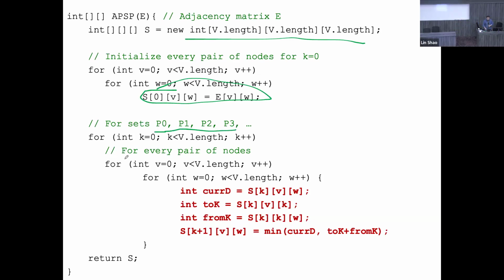And then we'll gradually increase the iterations, from P set 0, P1, P2, P4, right? And for each of them, let's consider these 4 lines of code. The current iteration's weight from V to W, we just record as the current D, right? Then we compare what will be the cost from V to K. K is the new node added into the set, right? What will be the cost from V to K, and then K to W, right? We add these 2 items together and compare with the previous one, to see which would be the minimum one. Then we just put it in the new iteration K plus 1, right?